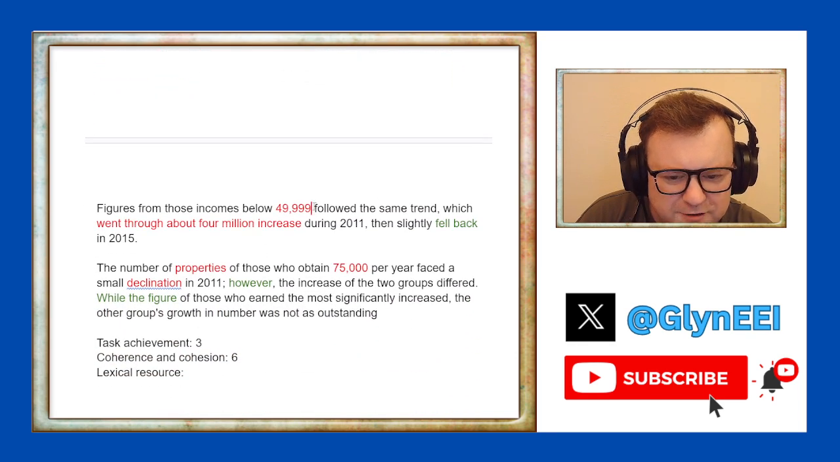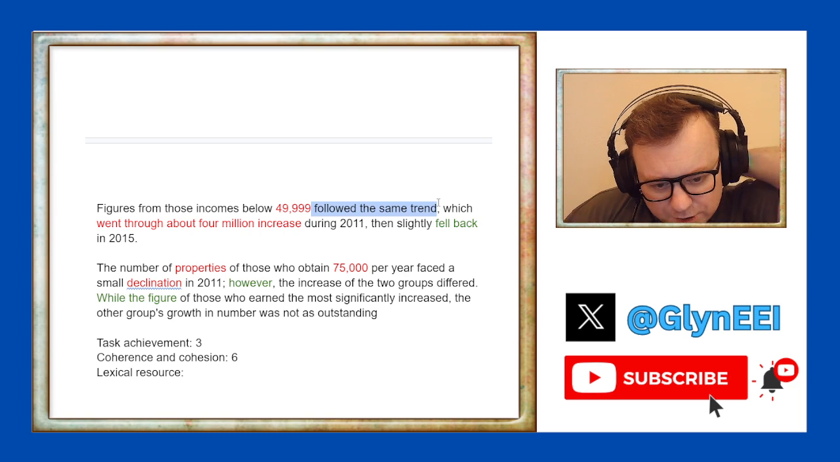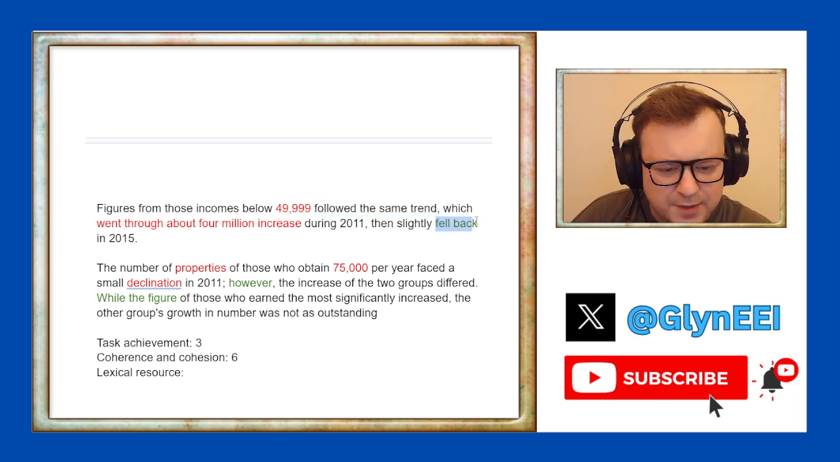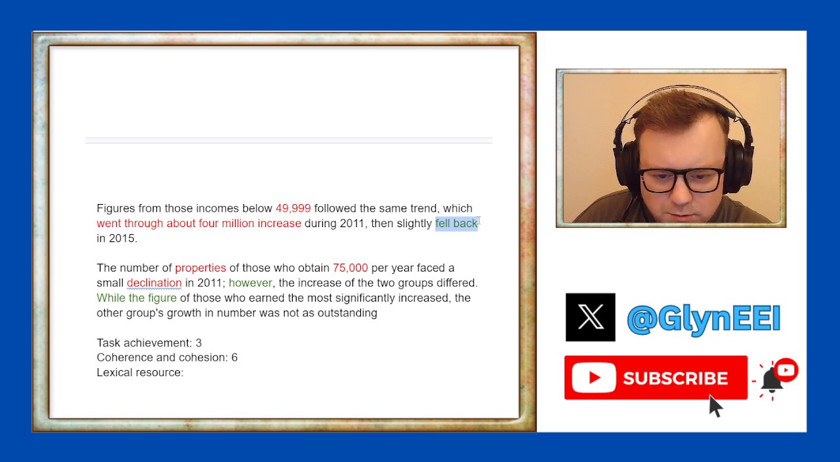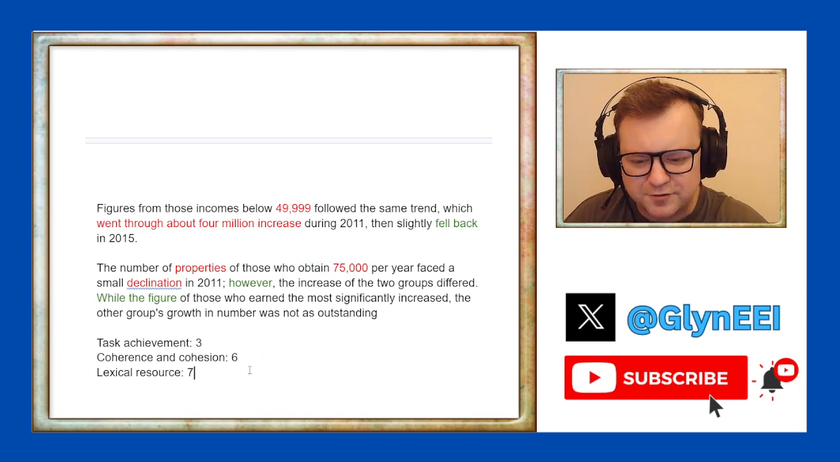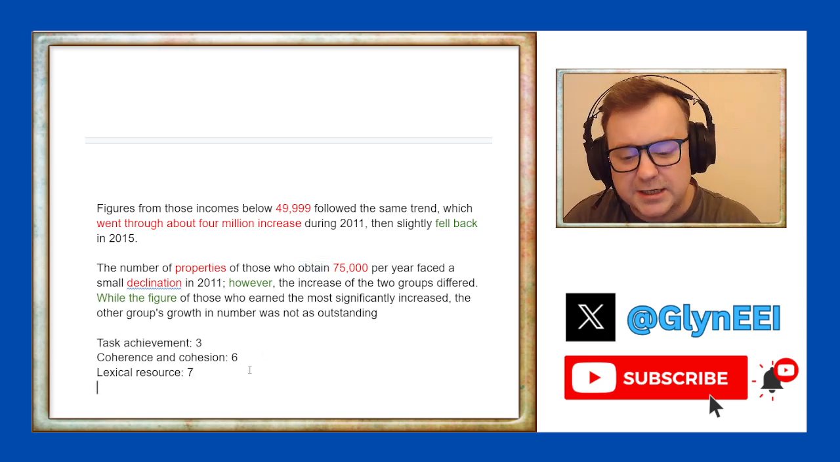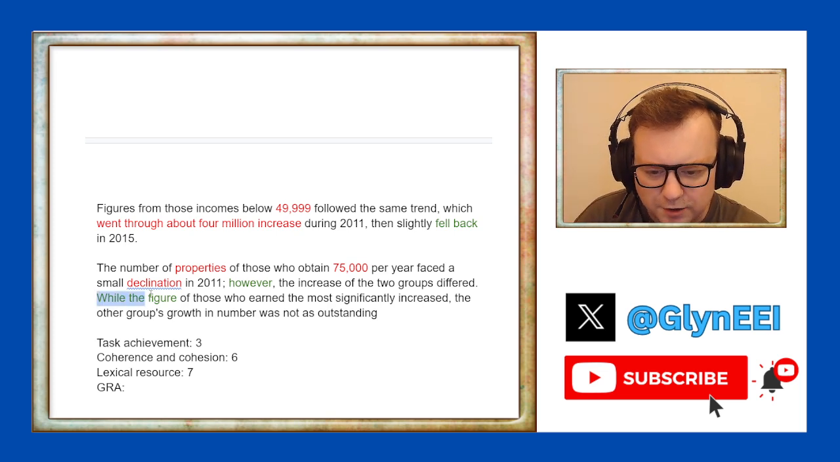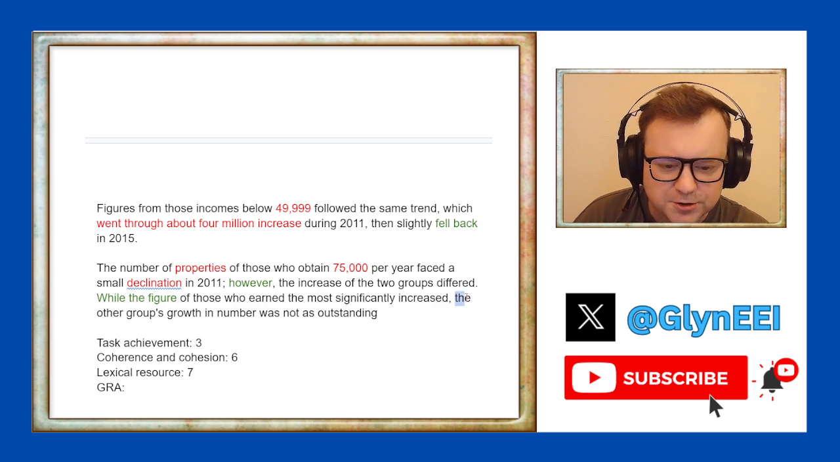"Followed the same trend." To follow a trend shows good awareness of style and collocation. Cool. Then "slightly fell back", so this shows idiomatic language, cool. "Obtain" is decent. So yeah, I think there is enough for a 7 for lexical resource. C1 lexical resource, bravo. Grammatical range and accuracy. We get subordination here: "while the figure... the other group's growth", good. So that's a complex sentence.